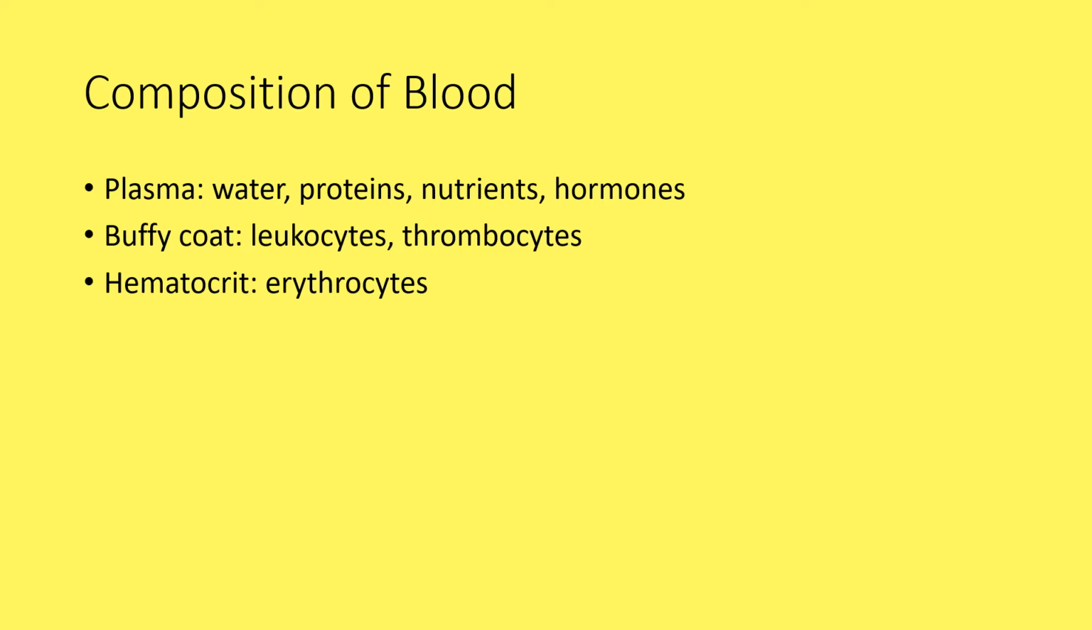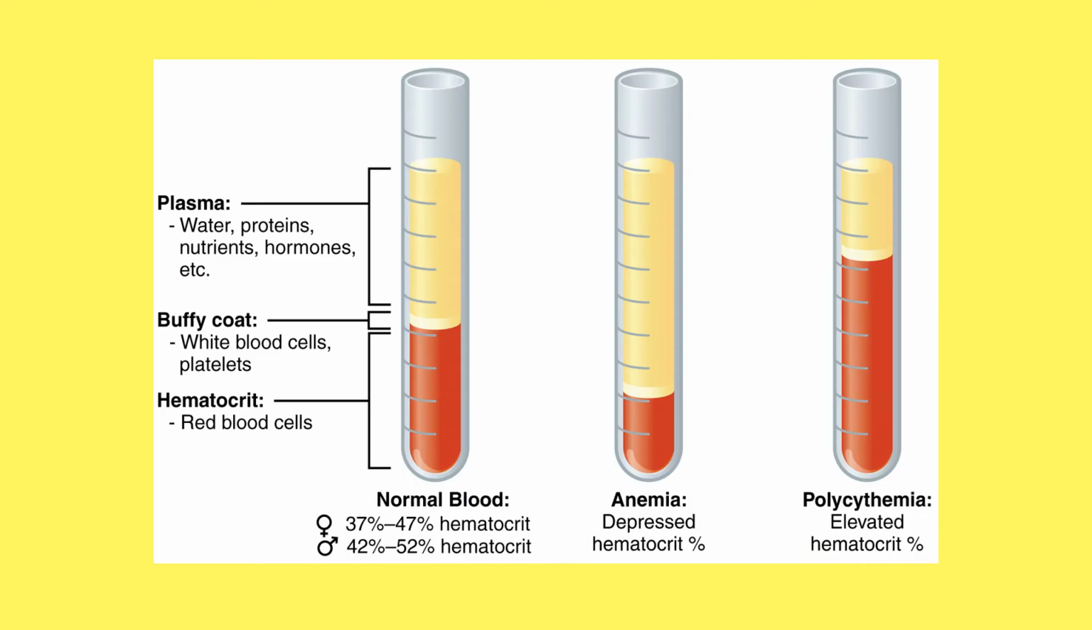When you centrifuge a sample of blood out, it's going to separate into these three different layers. It has to do with density. The buffy coat is going to contain your leukocytes and your thrombocytes. Remember, those are your white blood cells and your platelets. And then the hematocrit, that's going to contain the erythrocytes, or the red blood cells.